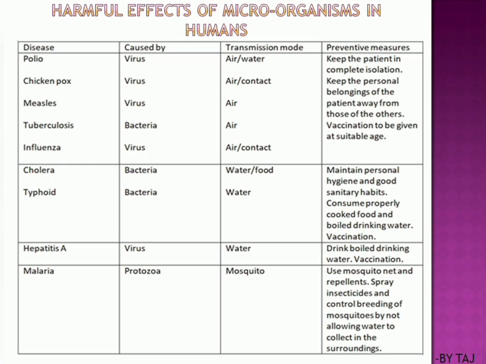Coming to the harmful effects of microorganisms in humans, I have listed some examples of disease-causing organisms. Polio, chickenpox, measles and influenza are caused by viruses in humans. The modes of transmission are air, contact and water. Preventive measures: keep the patient in complete isolation, keep the personal belongings of the patient away from those of others, and give vaccination at a suitable age.